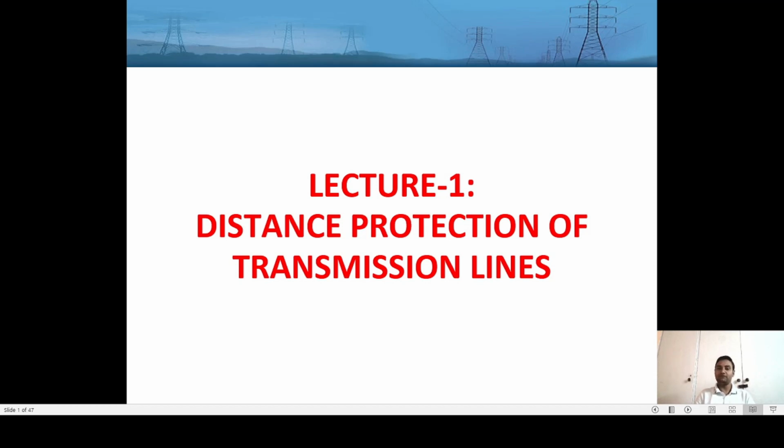In this lecture we will focus basically on the basic concepts of distance protection of transmission lines, like the operating principles of distance protection, followed by the various characteristics that are used or presently in use across the various utilities. Thirdly, we will cover the zones of distance protection.